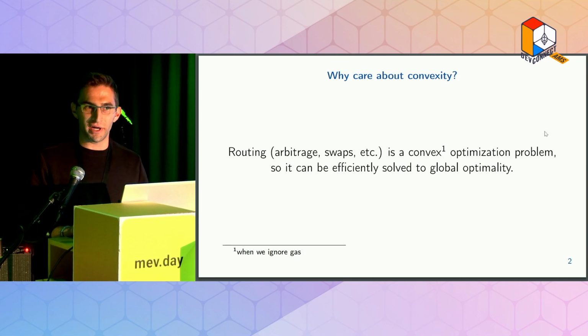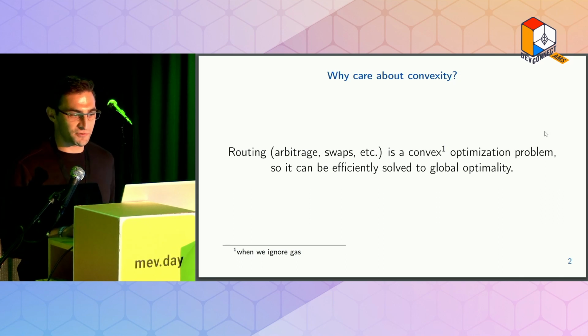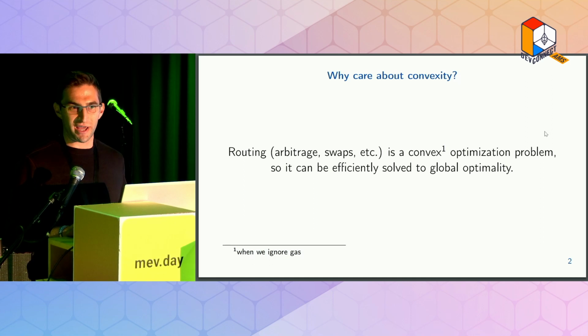And the main point to take away from this is that the routing problem, so that includes things like arbitrage, swaps, and so on, is a convex optimization problem. And the reason we care about that is it can be efficiently solved to global optimality. You'll note that it's convex when we ignore gas. I'm happy to talk about this at the end. It's actually pretty minor as a detail.